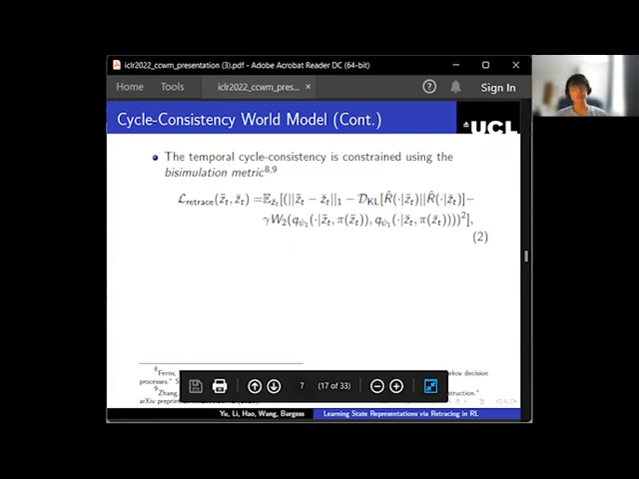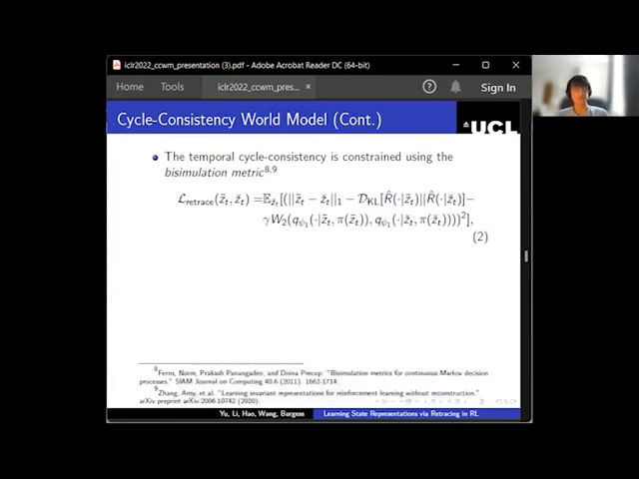So the temporal cycle consistency constraint, we wish to implement the temporally cycle consistent transition dynamics on the latent space level. We hope we could learn an MDP structure on the latent space instead of over the observation space.